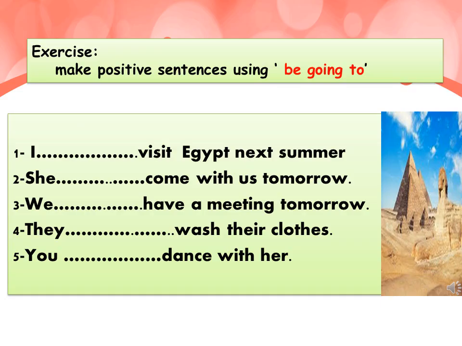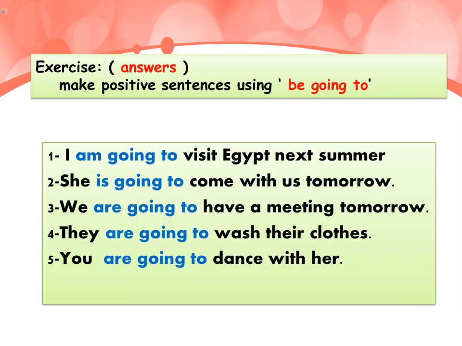Okay, now let's see this exercise. Make positive sentences using be going to. We have sentences below from 1 to 5. So 1, I visit Egypt next summer. 2, She come with us tomorrow. 3, We have a meeting tomorrow. 4, They wash their clothes. 5, You dance with her. So use the form be going to instead of the simple present tense, to express future plans.